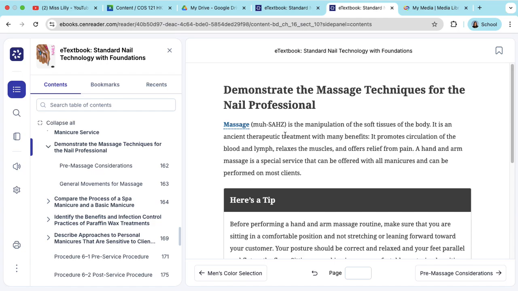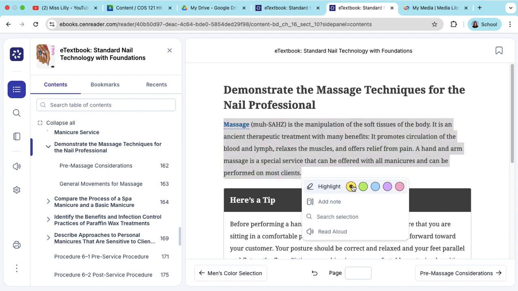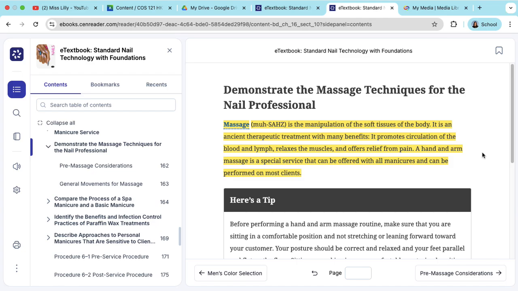Massage is the manipulation of soft tissue of the body. It is an ancient therapeutic treatment with many benefits. It promotes circulation of the blood and lymph, relaxes the muscles, and offers relief from pain. And hand and arm massage is a special service that can be offered with a manicure and can be performed on most clients.